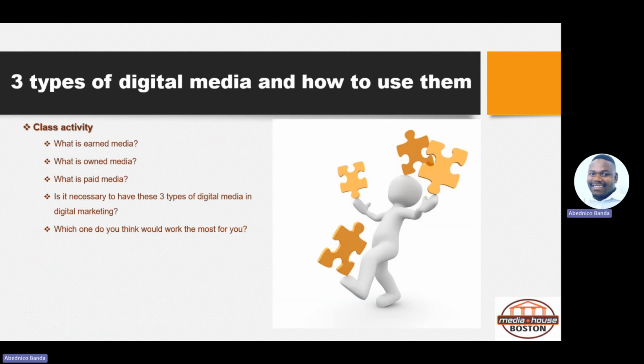All right, now let's have a look at the different types of media. When someone says earned media, what comes to your mind? What is earned media? What is owned media? What is paid media? And is it necessary to have these three types of digital media and digital marketing? And which one do you think works the most? So that's what we are going to be discussing in this next slide.